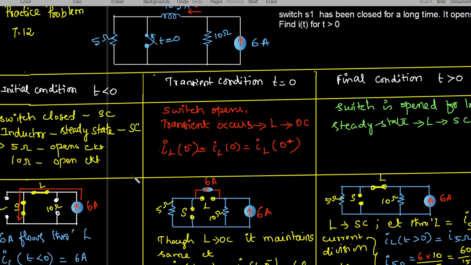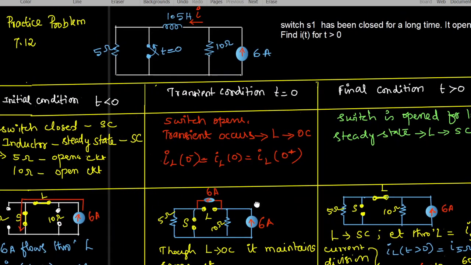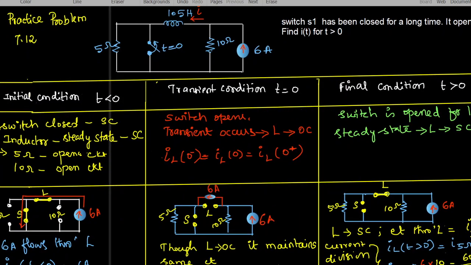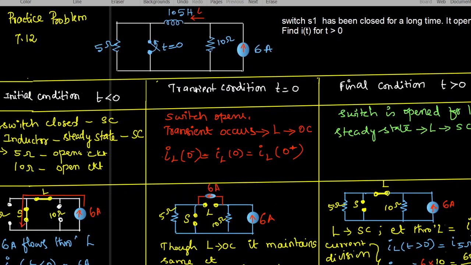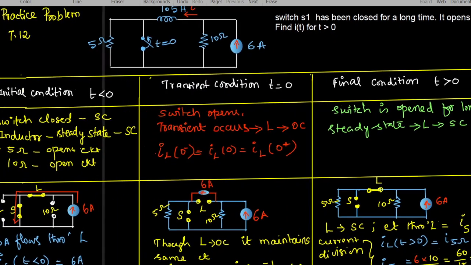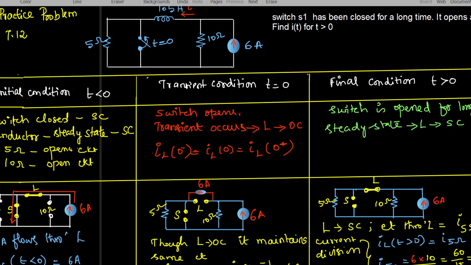So I have summarized everything in this. We have the original circuit, along with the three conditions being summarized, and this is the initial condition, t is less than 0. We know that the switch is closed and it acts as a short circuit. All these things I have given. This is similarly the transient condition. So this is the initial condition, 6 amps. The same will be maintained for transient state also. During the final condition we obtained the value as 4 amps.